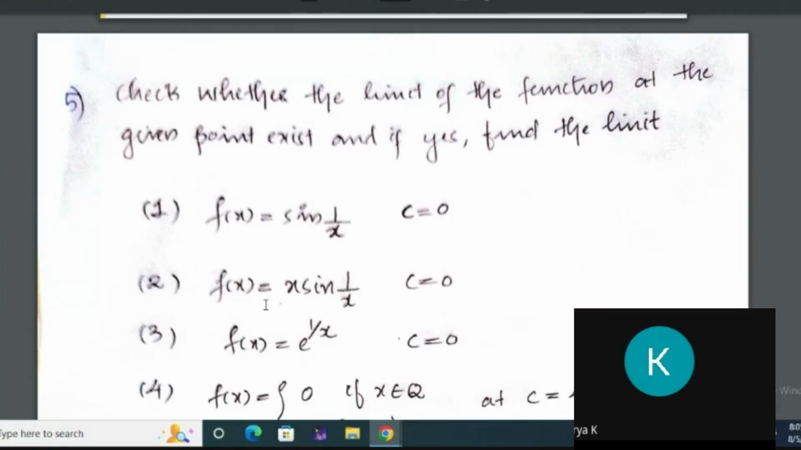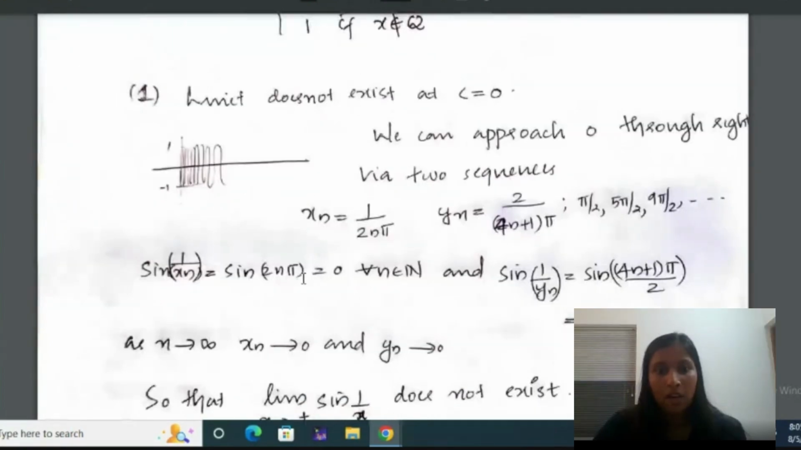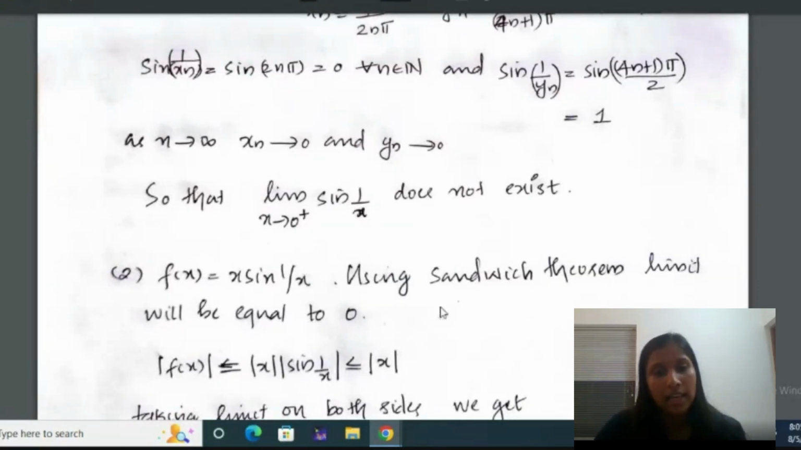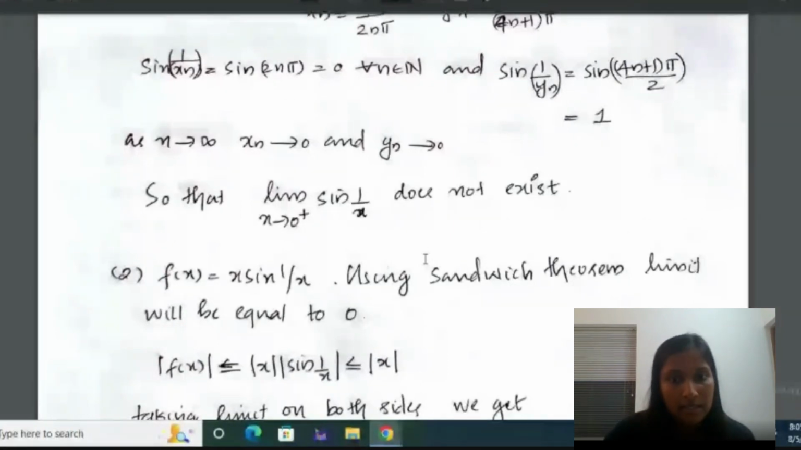Squeeze theorem. Sandwich theorem. Yeah, sandwich theorem. Okay, so we have x sine 1 by x with us. So we can just find its limit using the sandwich theorem. The sandwich theorem says that if f of x is sandwiched between g of x and h of x on the right and left, and g of x and h of x have the same limit at a point, then the function in the middle, that is f of x, will also have the same value as the limit.